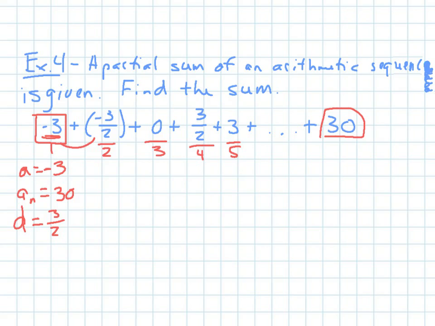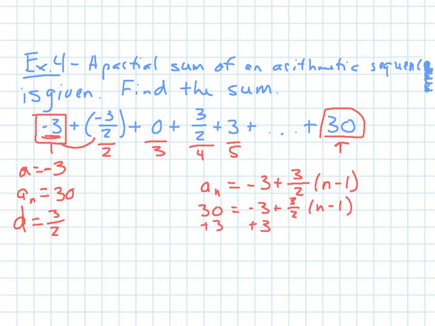So once I have those, now I can figure out what my n value is. So let's plug those in and solve for n. So if I know a sub n is going to equal negative 3 plus the difference 3 halves times n minus 1, I know the nth term is going to be 30. Now I have an equation that I can solve. So I'm going to add 3 to both sides. So that gives me 33.